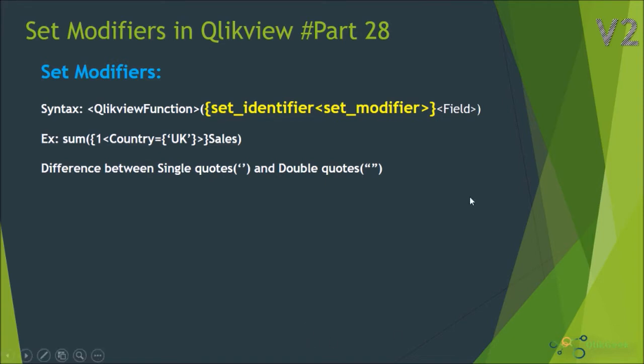Here, if you see, the set modifier is preceded by the set identifier. The set modifier consists of angular braces, so it will start and end with angular braces. Whatever is in between the angular braces is called a set modifier. Basically it consists of three parts: one is the field, another is an operator, and the third, which I call the string or else a value that we are matching with or else assigning to the field. Let's quickly jump into Qlikview and see how set modifiers work.